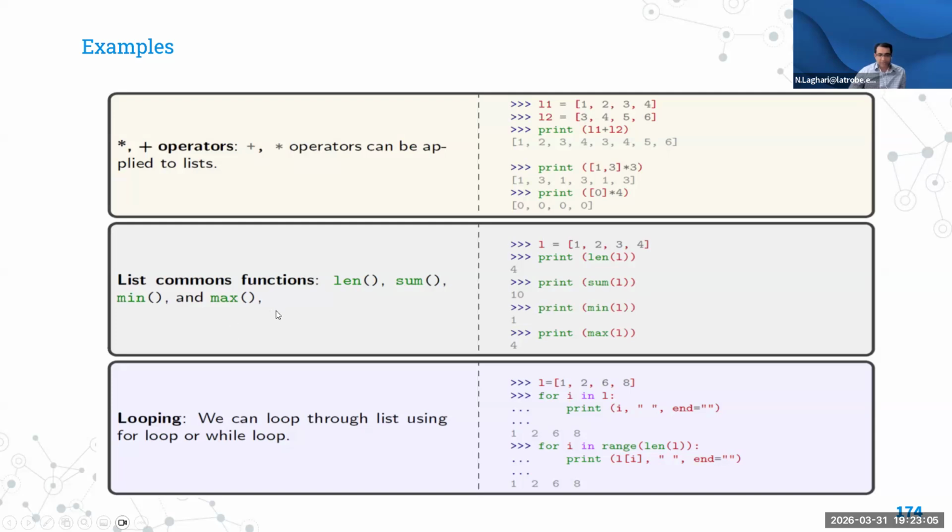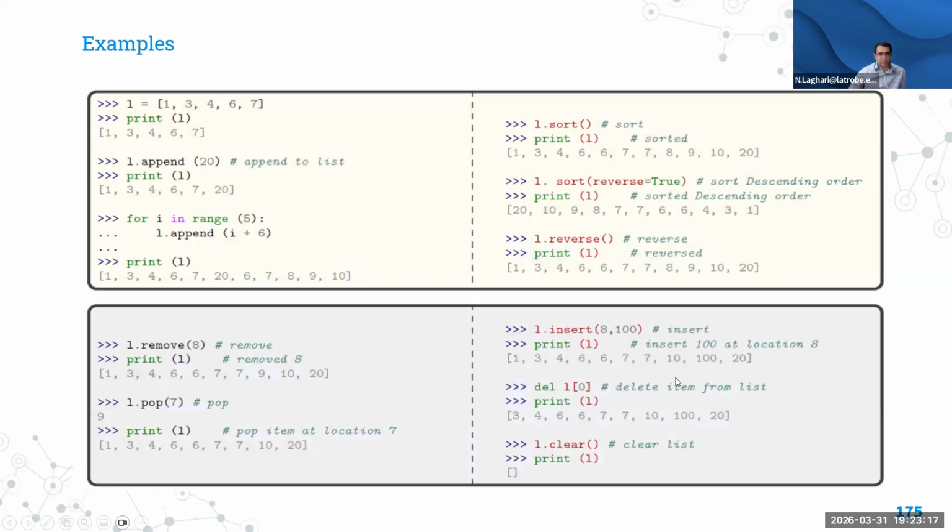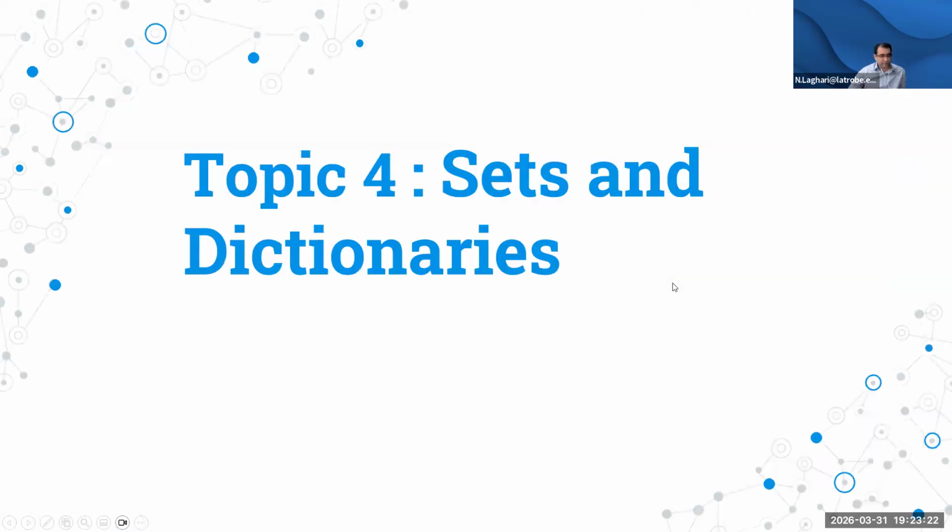Length, sum, and min and max functions are there, which you can use. We know their functionality, and we can do looping. We have seen looping. We can loop through the lists. And there are a few more examples. You can look at these. Now, this is the last topic. Any questions so far?